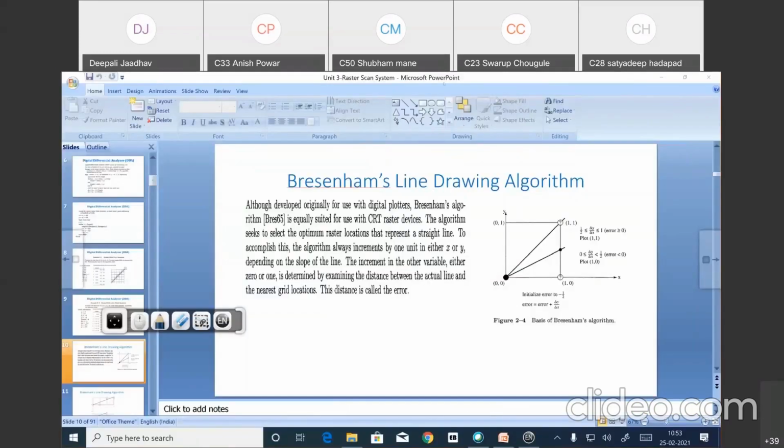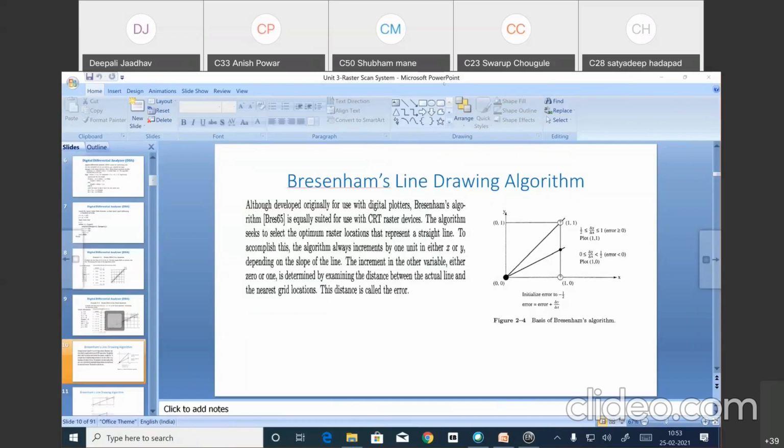Okay. So considering all these concepts, we are going to see Bresenham's line drawing algorithm. The main goal of Bresenham's line drawing algorithm is to draw a straight line. The main goal of any algorithm, as I told in the previous lecture also, is to draw a straight line.